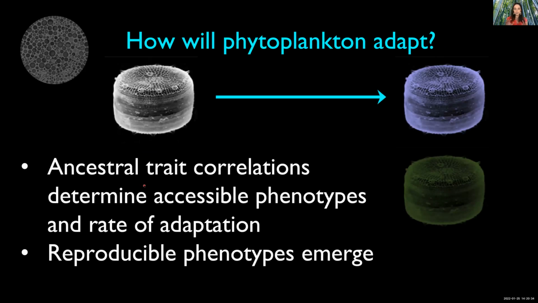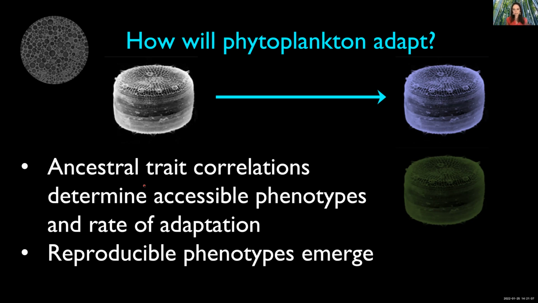So the takeaways that we took from this model simulation, which I know is very theoretical, is that these ancestral trait correlations really help determine accessible phenotypes and the rate of adaptation, and reproducible phenotypes are emerging. As I mentioned before, a lot of these results are very consistent with what's been seen in the evolution literature. But the cool thing here is that we're able to take trait data, create this landscape, and actually model an observed experimental evolution study.